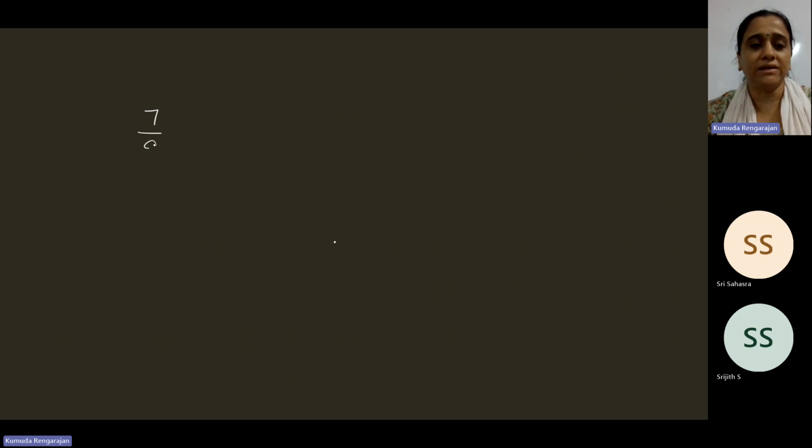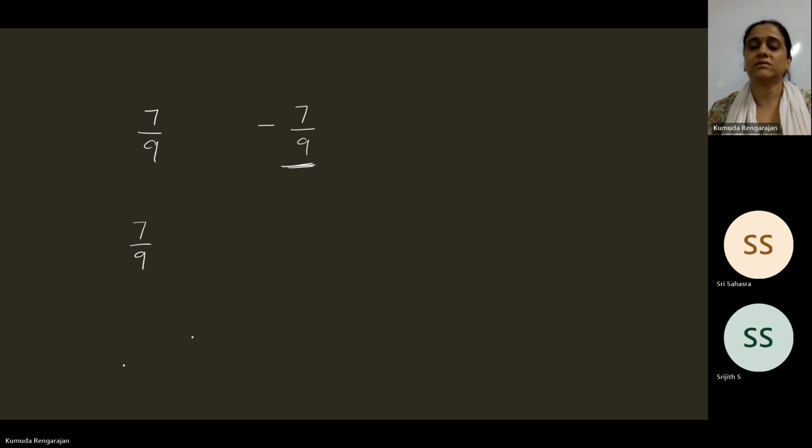So, supposing the number is 7 by 9. You write this number as it is, 7 by 9. You don't write it upside down. You write the same number. But instead of plus, you're writing minus. Then this answer is the negative of the rational number 7 by 9. For the same number 7 by 9, if you don't change the sign, but you invert it, you write it as 9 by 7, then this is the answer for the reciprocal of the rational number 7 by 9.